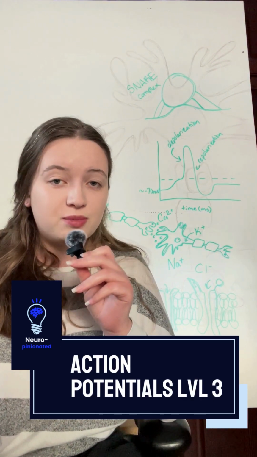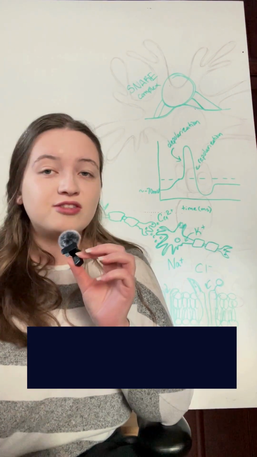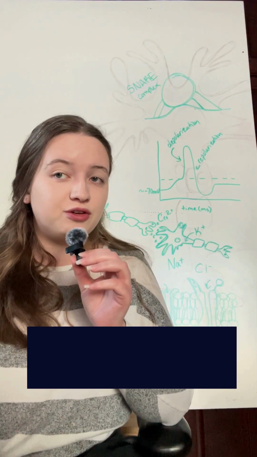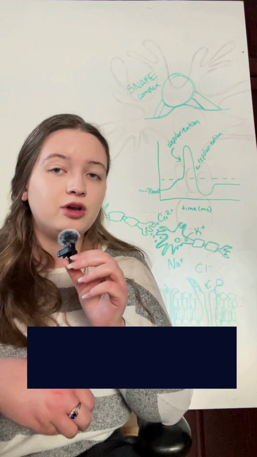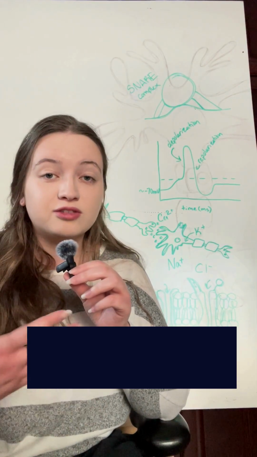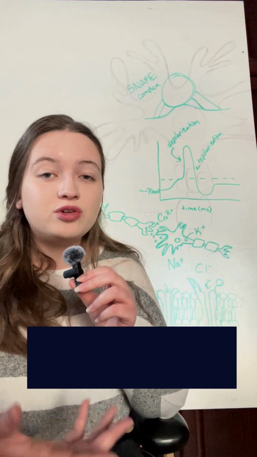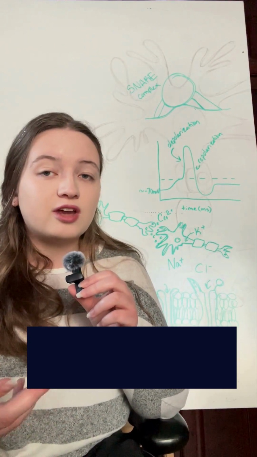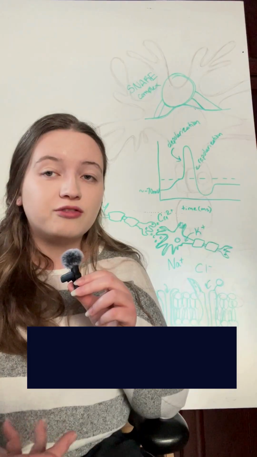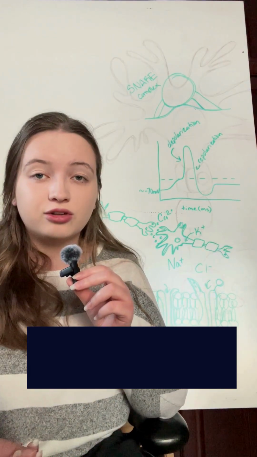Today's topic is action potential level 3. This is the last video in this mini series, but if you find yourself feeling a little lost, you can go back and visit the previous two videos for a simpler explanation. An action potential, or AP, is neuronal signaling, which is a specialized type of cellular communication that involves changes in both chemical and electrical signals.